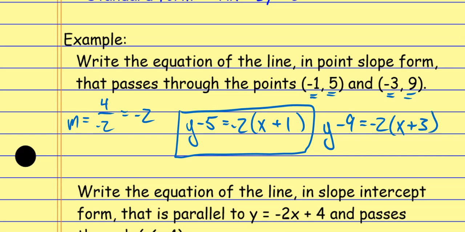Okay? And just be really careful with your signs here. The most common mistake when we're writing in point-slope form is to make a sign error. And to be perfectly honest with you, this is probably the easiest format of the equation to write lines in. All right? If you are ever asked for the equation of the line and it doesn't specify what format, this is the easiest one. All right.